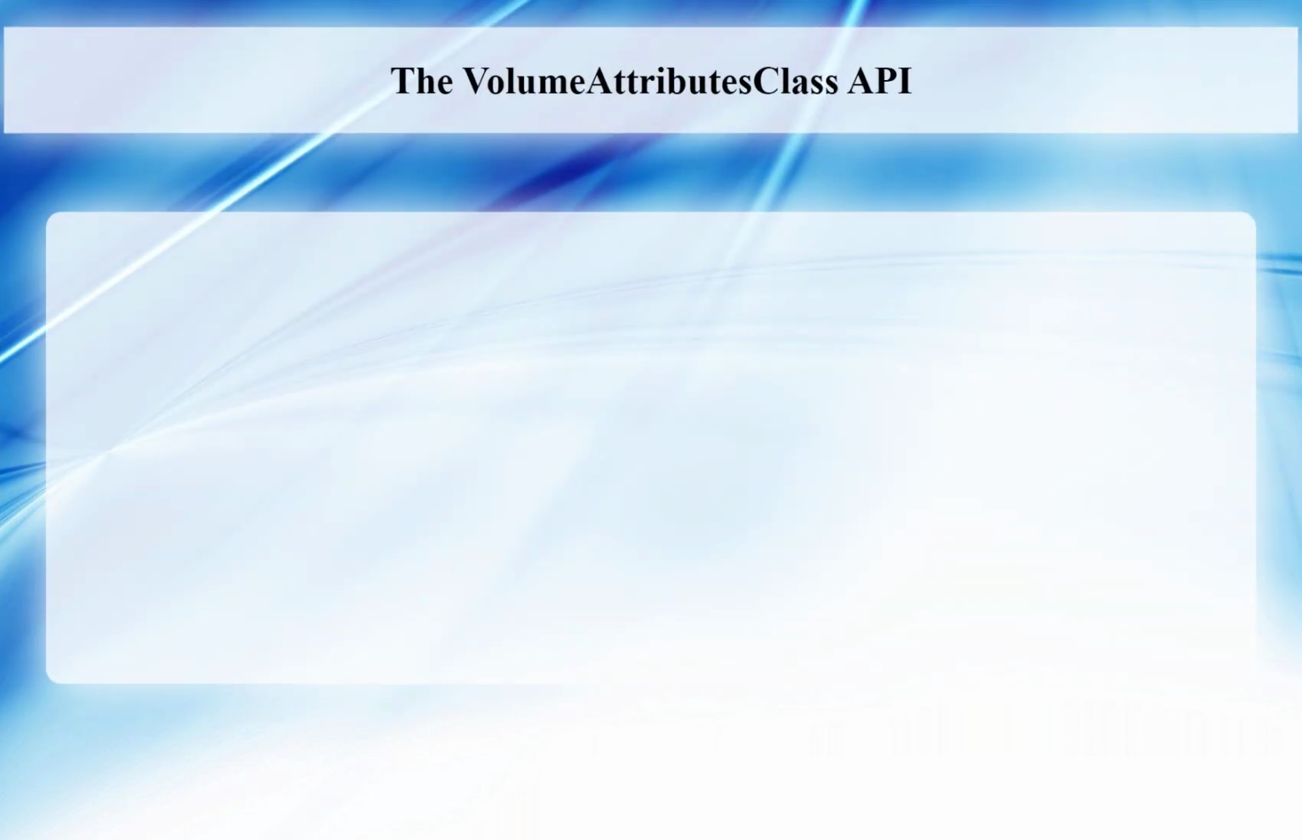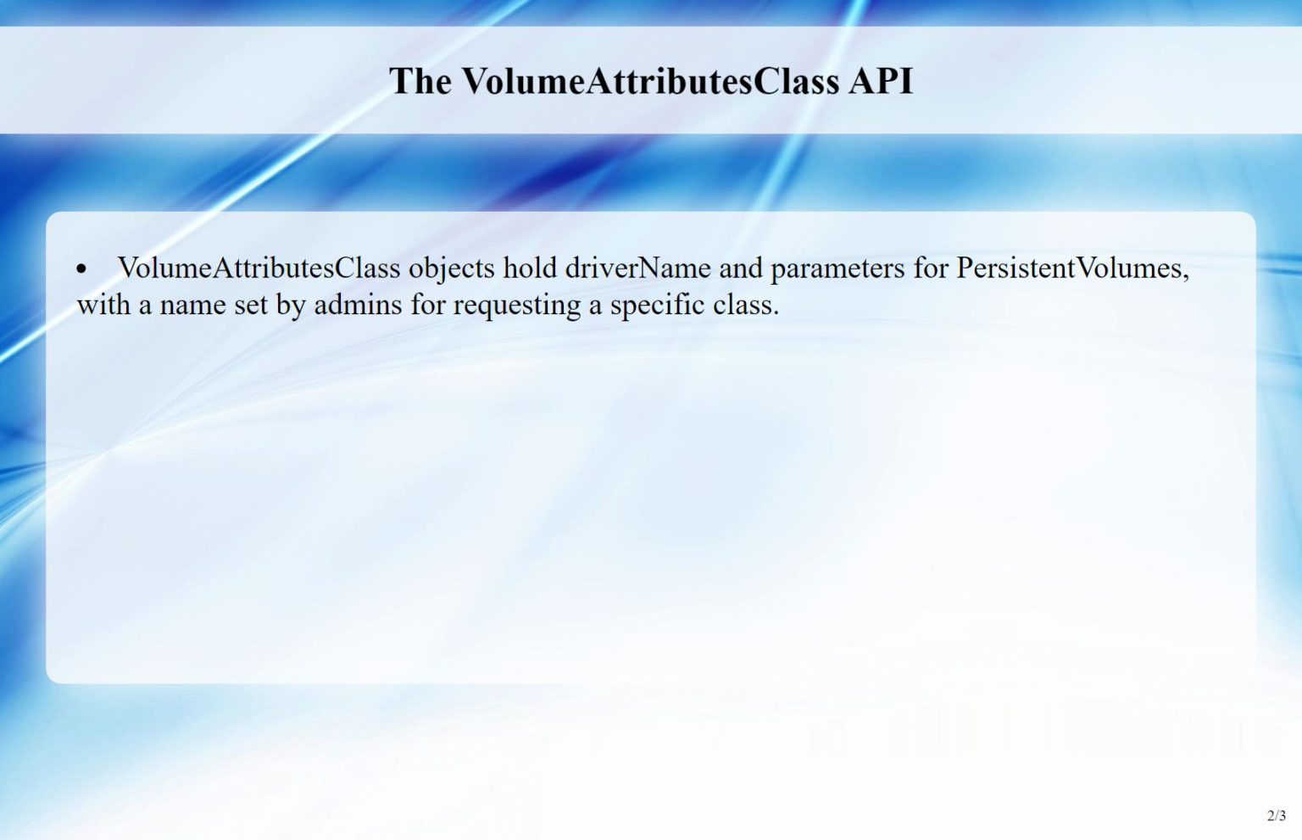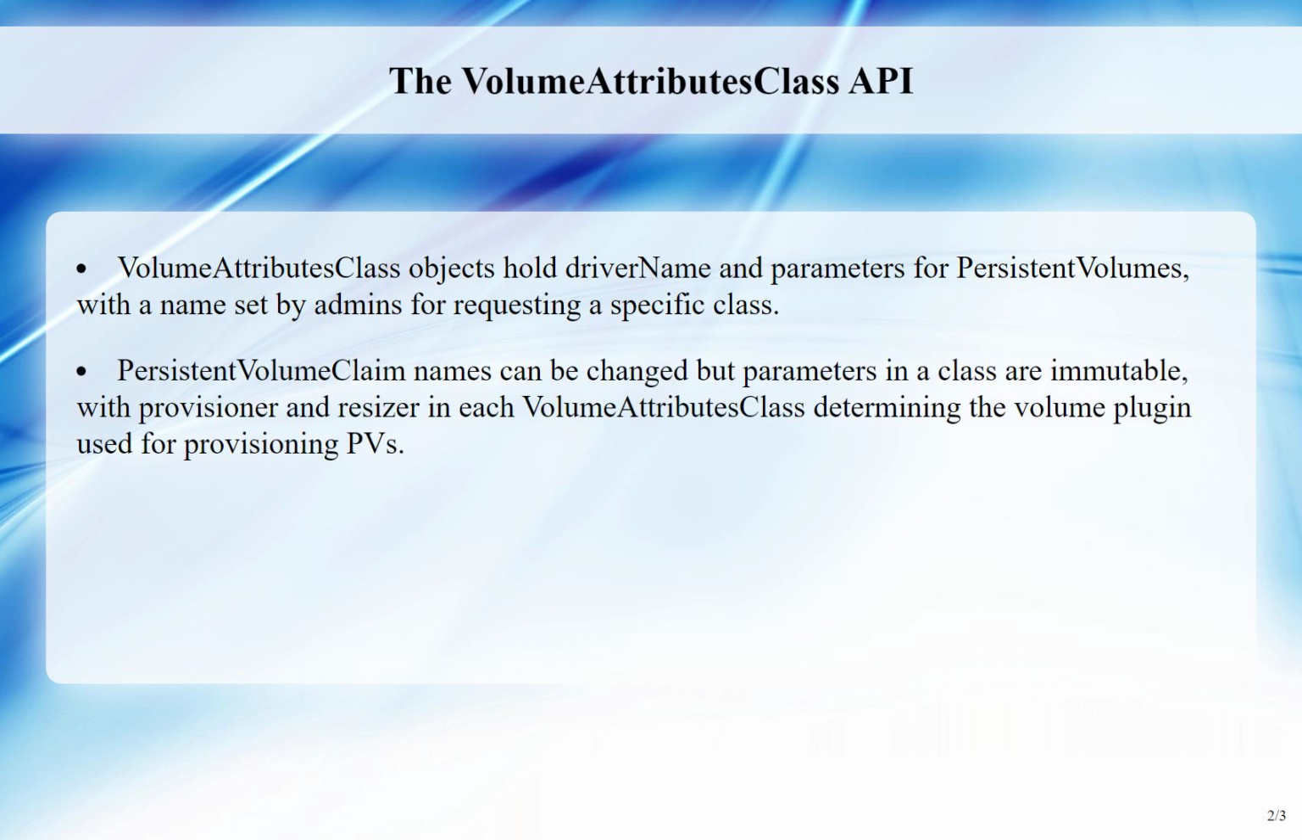The Volume Attributes Class API. Volume attributes class objects contain the driver name and parameters used for dynamically provisioning or modifying persistent volumes. The name of a volume attributes class object is important for requesting a specific class set by administrators during creation. The name in a persistent volume claim can be changed, but parameters in a class are immutable.